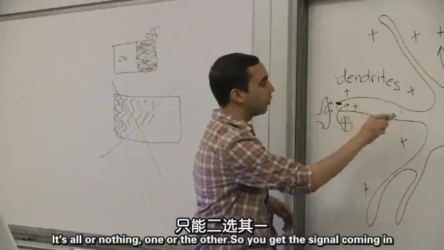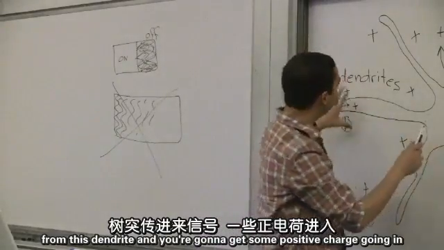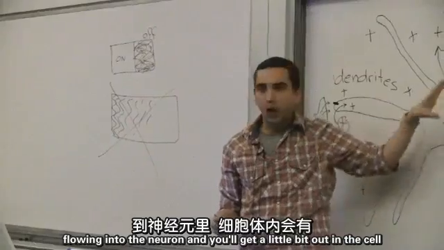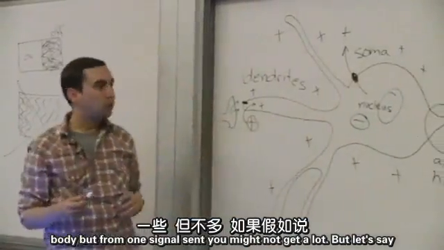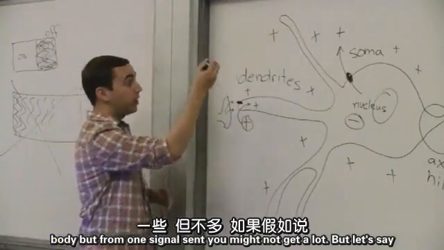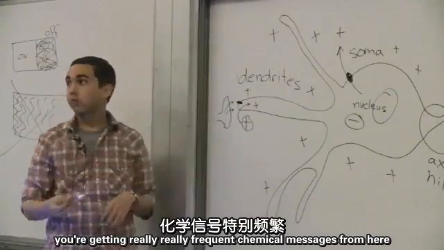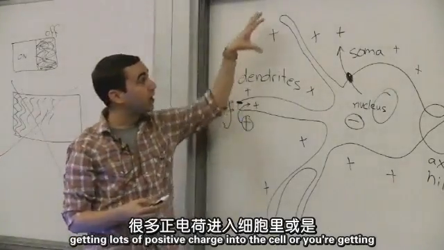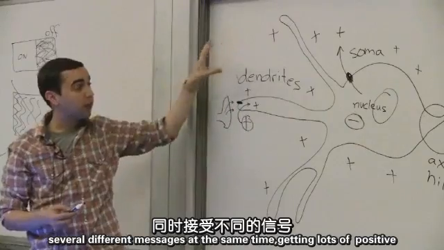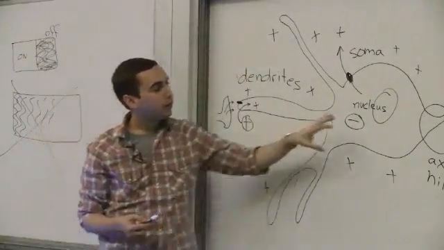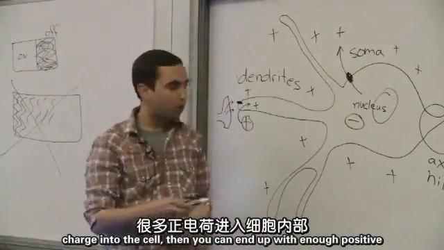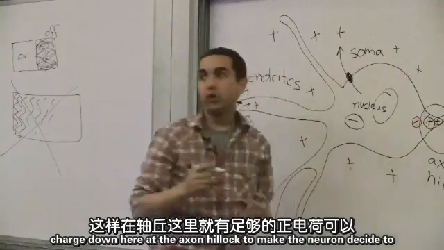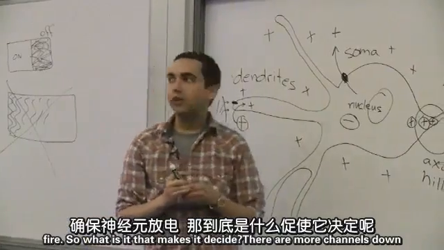So you get the signal coming in from this dendrite, and you're going to get some positive charge flowing into the neuron, and you'll get a little bit out in the cell body, but from one signal sent, you might not get a lot. But let's say you're getting really, really frequent chemical messages from here, getting lots of positive charge into the cell, or you're getting several different messages at the same time, getting lots of positive charge into the cell. Then you can end up with enough positive charge down here at the axon hillock to make the neuron decide to fire. So what is it that makes it decide?